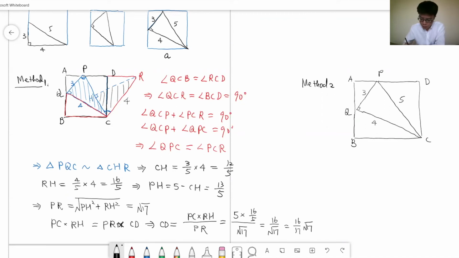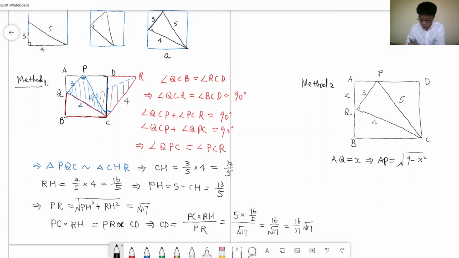So I will do the following. I will set AQ to be X. Okay, so AQ is X, and then we see that AP, by Pythagorean theorem, AP is PQ squared minus X squared, and then we take square root. So it's square root of 9 minus X squared.